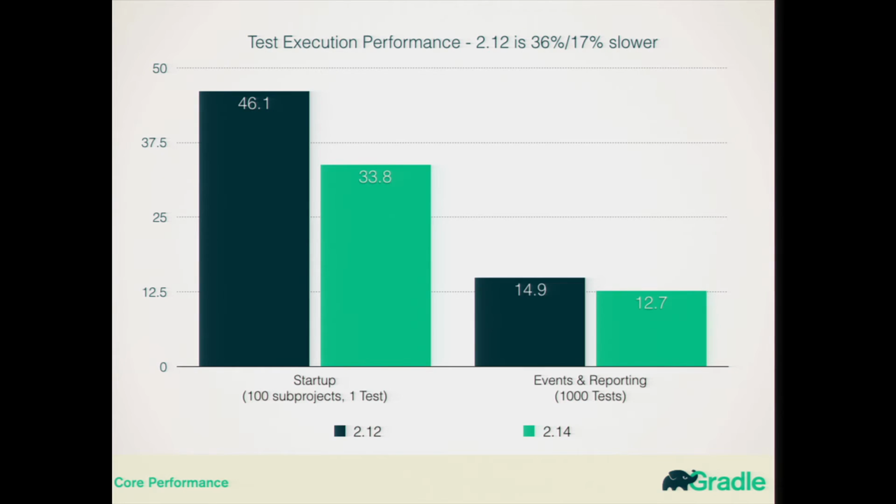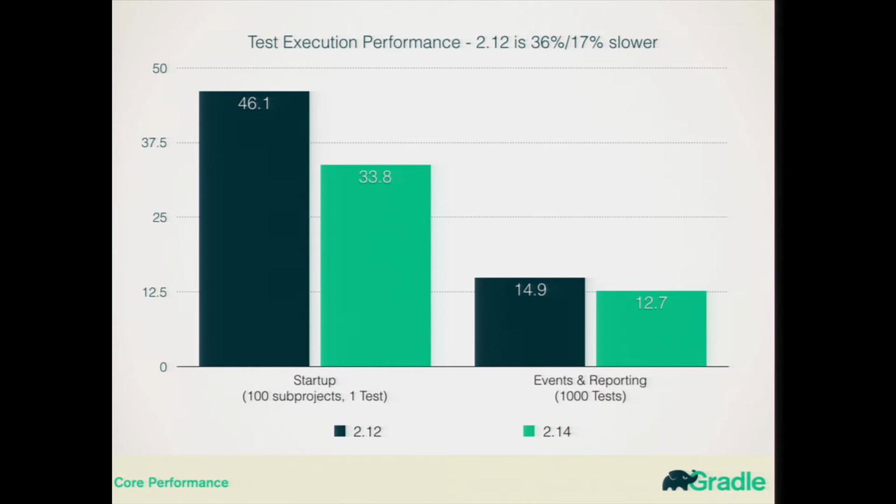And we also improved in the area of test event and reporting. Gradle is unique amongst build systems in that you can hook in listeners from the build into your fork test process. And we have reduced the overhead of that and of generating the reports at the end of the test by something like 20%. So if you have an enterprise build now with 100 sub-projects and 1,000 tests per project, that would save you about 4 minutes of test execution time. Right? So very substantial.